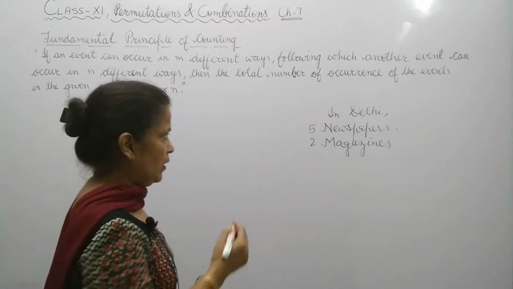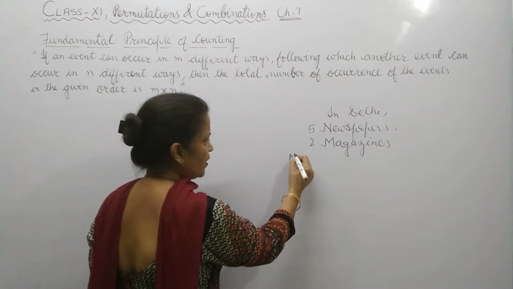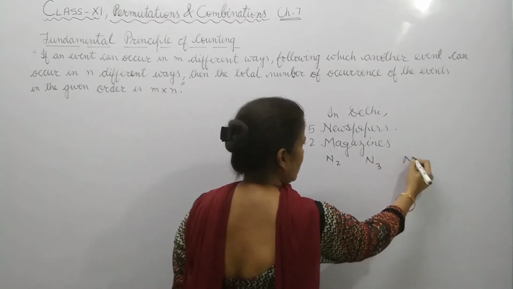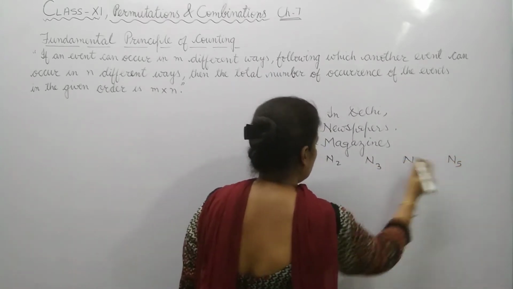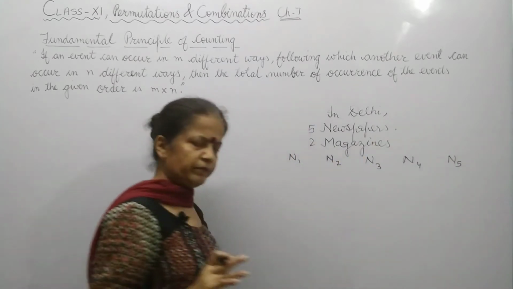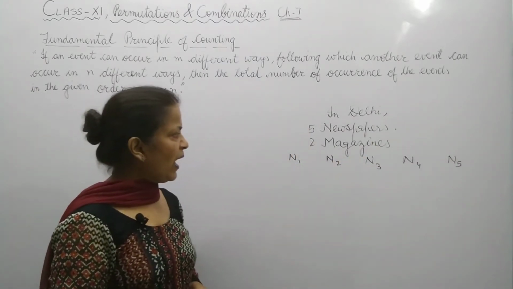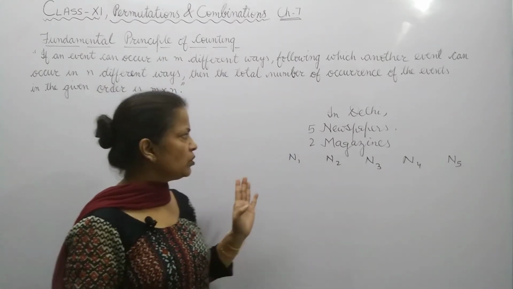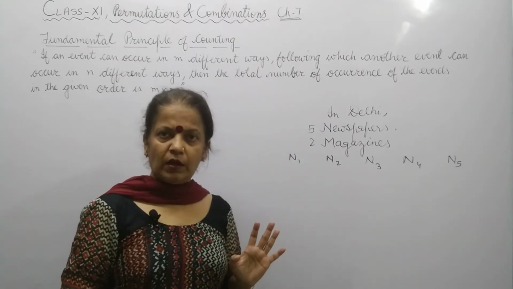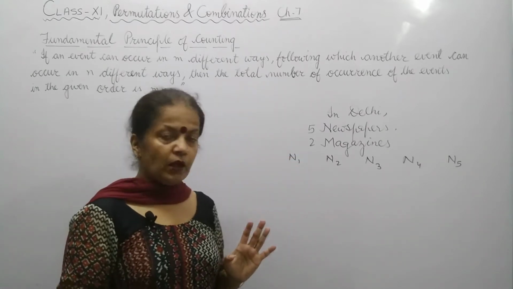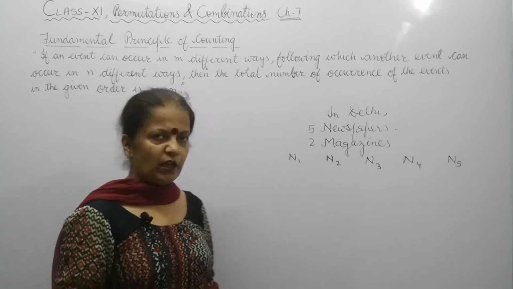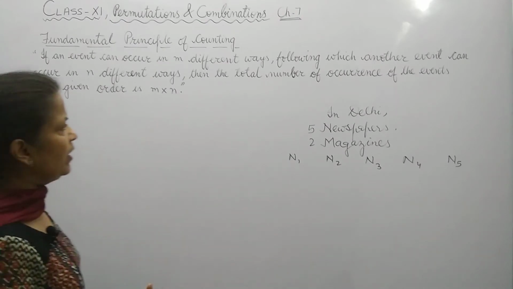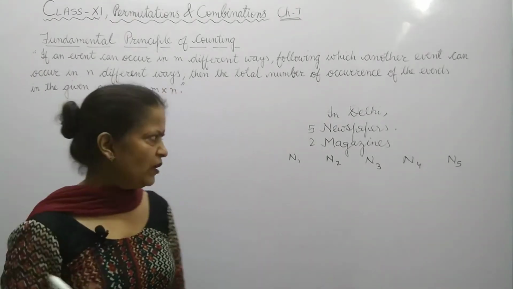Okay, so suppose that the 5 newspapers we will represent as N1, N2, N3, N4 and N5. These are the 5 different newspapers. Now the person has to choose one newspaper out of these 5 and one magazine. So what will be the total number of possible ways in which the person can choose it?